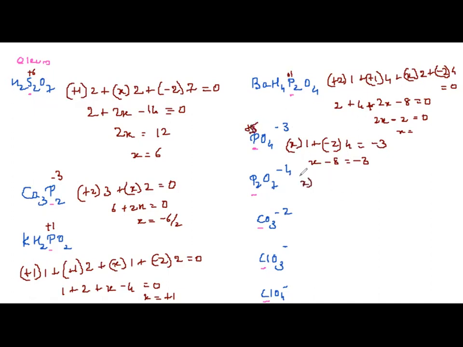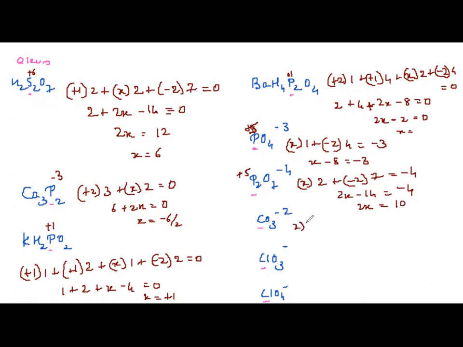So it is plus 5. P2O7 4 minus: X was phosphorus into 2 plus minus 2 into 7 is equal to minus 4. Minus 14. So 2x minus 14 equal to minus 4. Take minus 14 that side. 2x equal to minus 4 plus 14. So it is 10. X is 5. So plus 5. P2O7 4 minus, what is the oxidation state of oxygen? Phosphorus, it is plus 5.